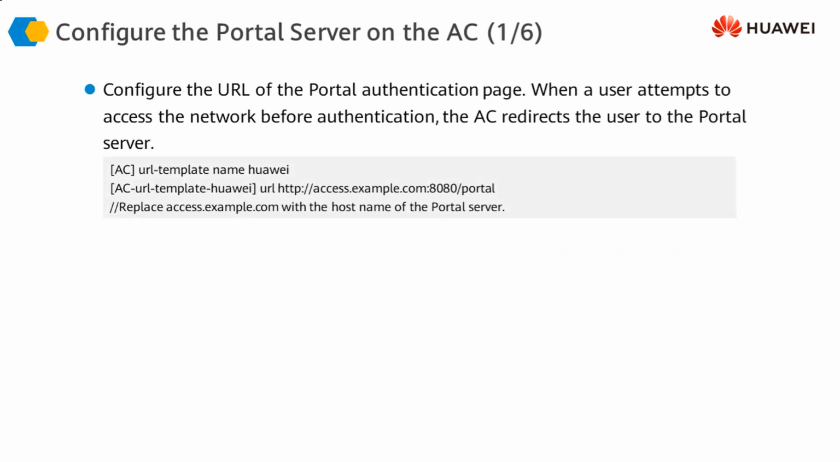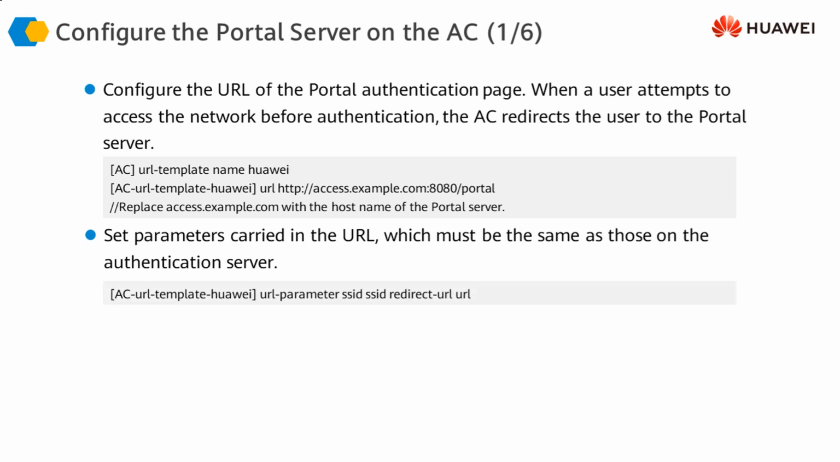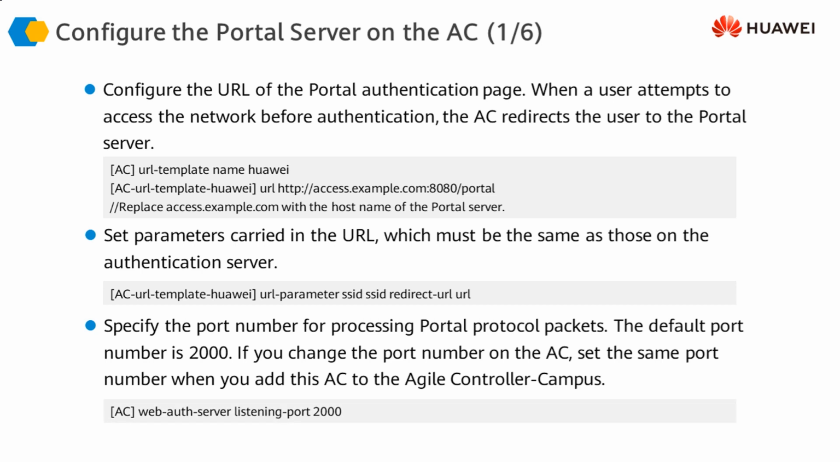We create the URL template named Huawei. This is where we are actually configuring the URL for accessing the portal page. And here we configure the parameters. When the page is being requested, these parameters need to be sent to the agile controller or the portal server, and the portal server needs to check these parameters, and these parameters need to be the same on both sides. And then the web authentication server listening port, which is 2000, needs to be configured on the controller side, on the wireless access controller side.